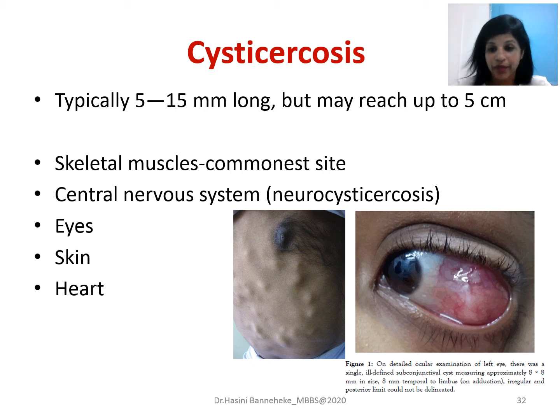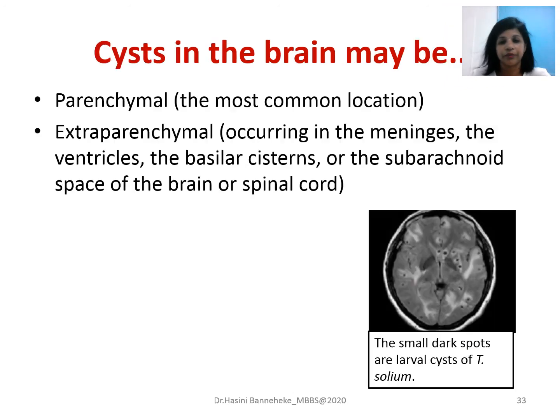seizures, especially late onset epilepsy. One of the etiological reasons is neurocysticercosis. Okay. And then it can also be found in eyes, skin, or heart. Now, when it comes to the CNS, the neurocysticercosis, it could be either in the parenchyma or it could be located in the extraparenchymal.